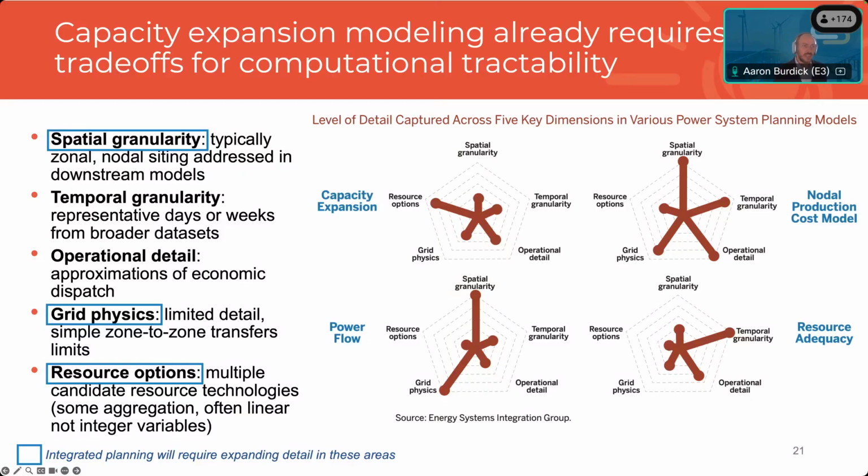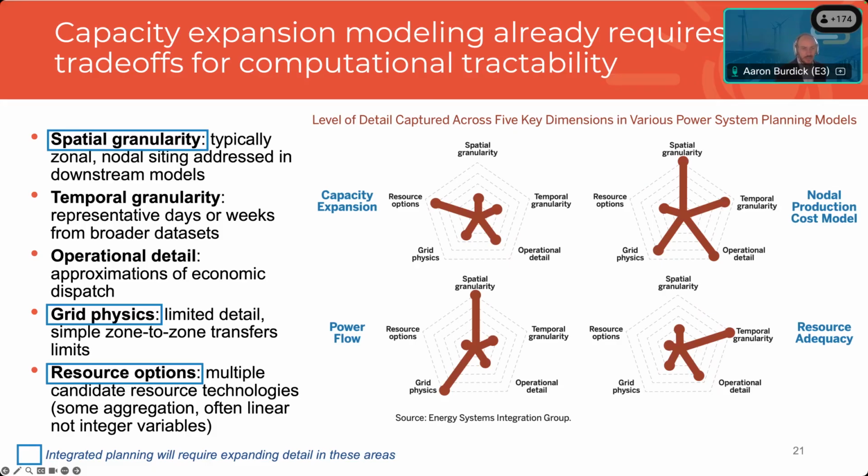So for spatial granularity, these models are often run in a zonal format, and more detailed siting is addressed downstream of the optimization. For temporal granularity, typically there is the use of representative days or weeks instead of looking at all hours of the year. Operations is usually an approximation of unit commitment and dispatch. Grid physics is generally limited, so you may have zone-to-zone transfer limits, but no power flow constraints.